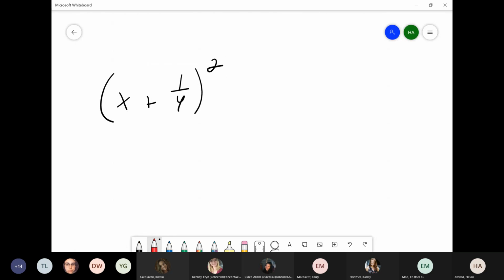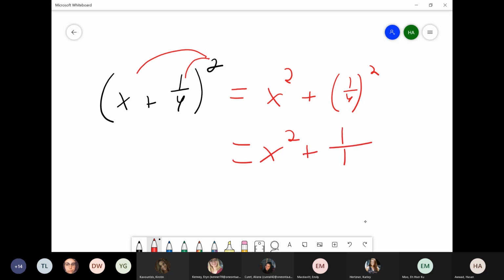What I saw a lot of people doing, and this is a very common mistake, but a mistake nonetheless that we have to look at, is people considering this square and saying, okay, I just distribute the square to each piece. Their final answer, which I'm going to write in red to show this is not the correct answer, was x squared plus 1/4 squared, which gave them x squared plus 1/16. Who can tell me what's wrong with this?